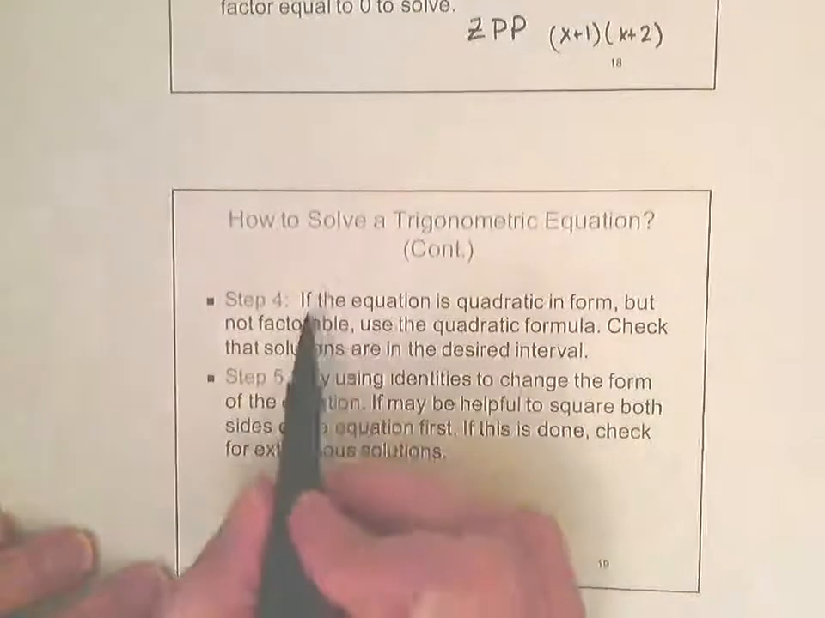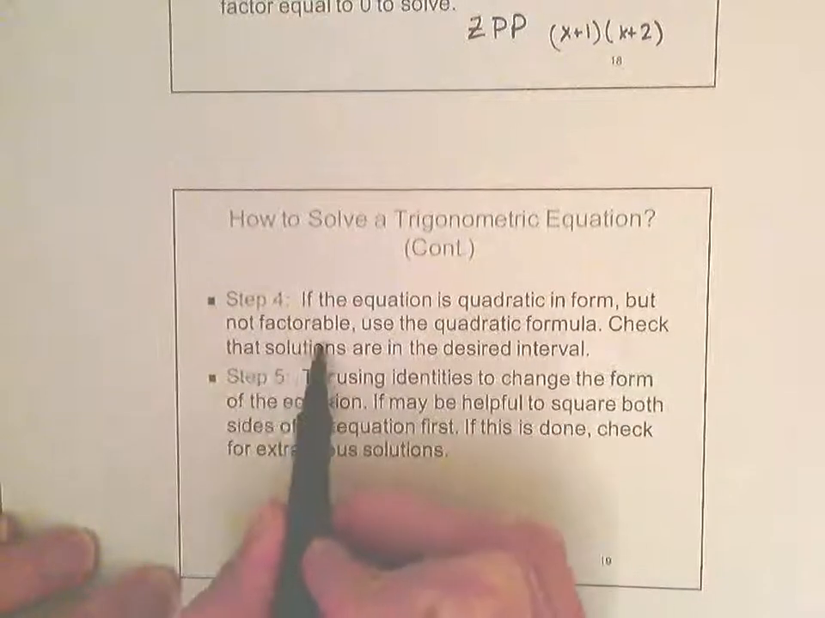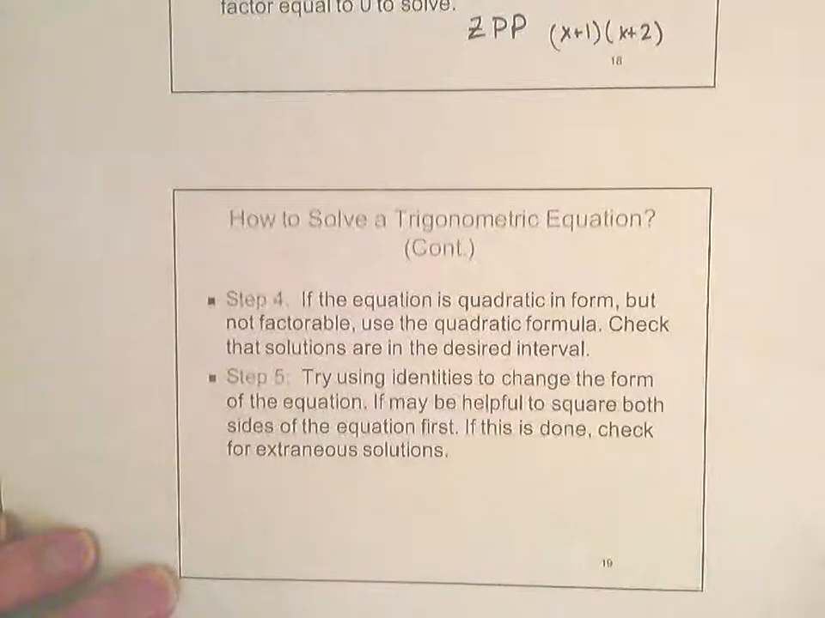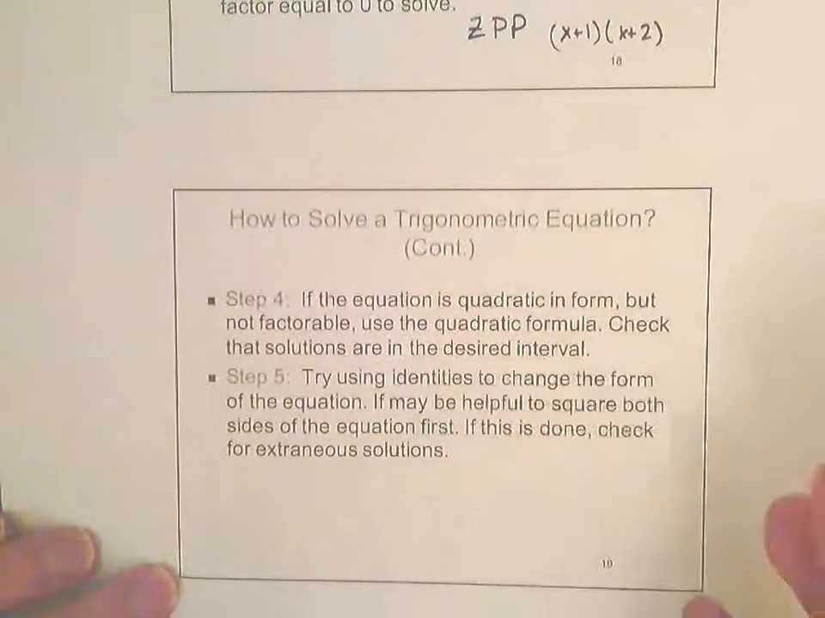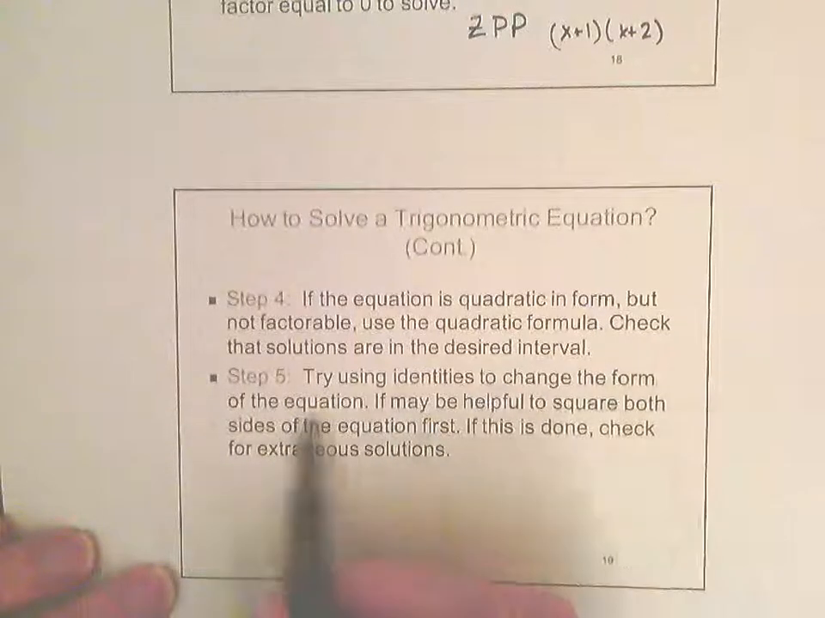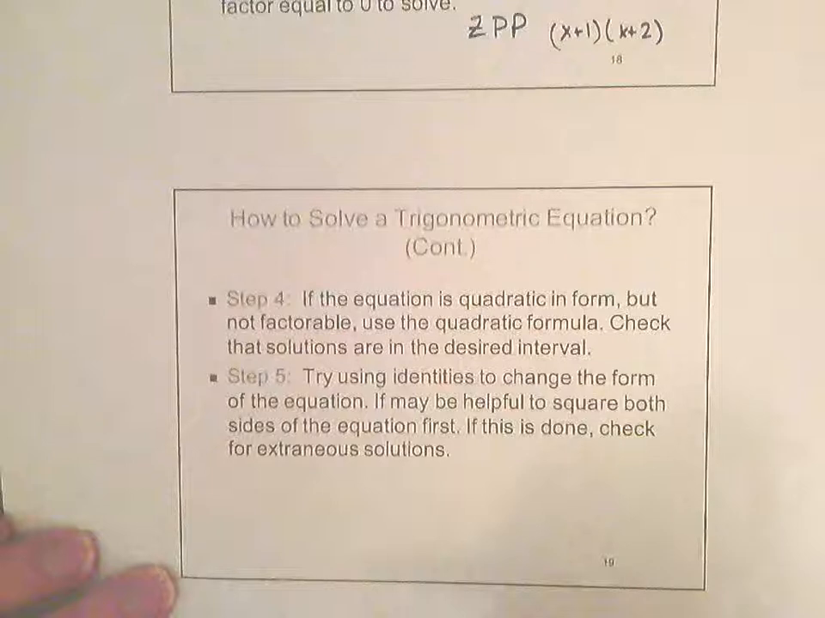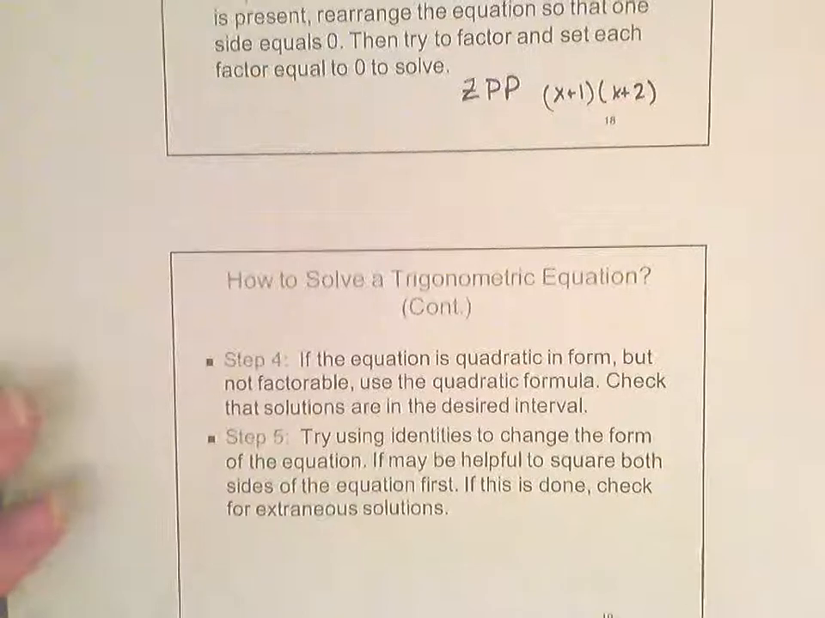Step 4, if the equation is in quadratic form but is not factorable, you can use the quadratic formula, and then you check the solutions for the desired interval, which in this case is going to be the full unit circle. And you're always going to try to use identities to change the form of an equation to help you better solve equations. Okay, so these are 5 rules to kind of follow. So let's try solving our 6 equations.